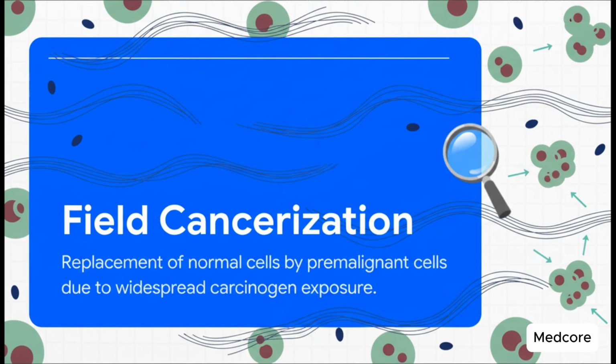Imagine a farmer just scattering seeds all over a field. When a carcinogen, like tobacco smoke, washes over the inside of your mouth day after day, it doesn't just hit one cell. It damages a huge area, creating a whole field of precancerous cells. Any one of those cells is now just one step away from becoming a full-blown cancer.